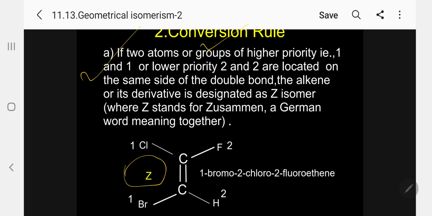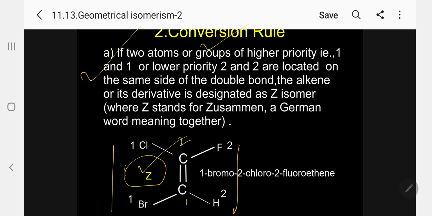Z stands for Zusammen, a German word meaning together, same. Kindly follow. In this case, I am going to give the numbers. This is the first carbon atom, this is the second carbon atom according to IUPAC. Bromine 1, hydrogen 2, here chlorine 1, fluorine 2. So 1 and 1 are on the same side, 2 and 2 on the same side.